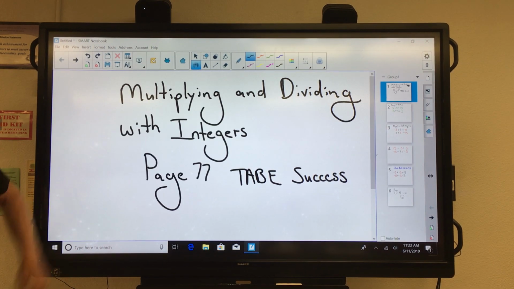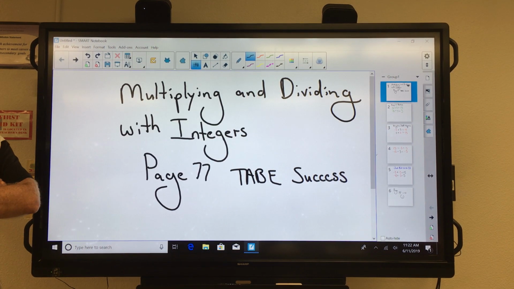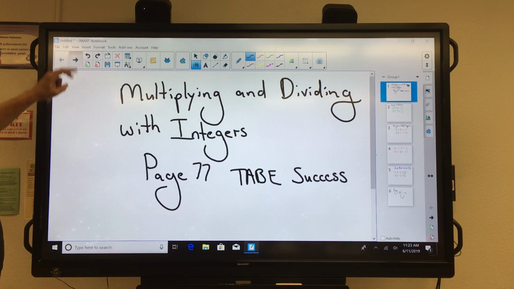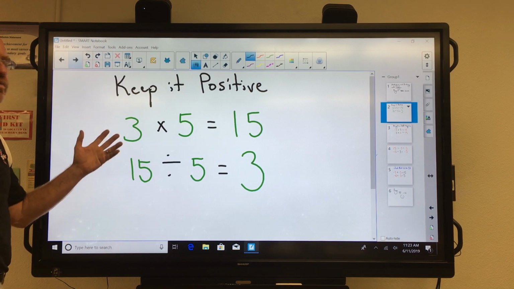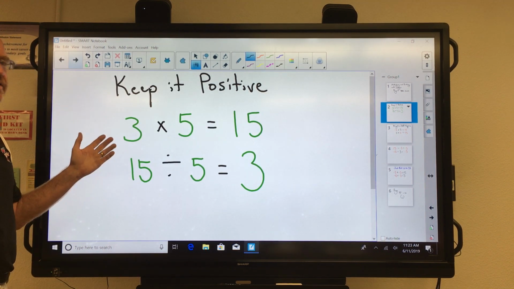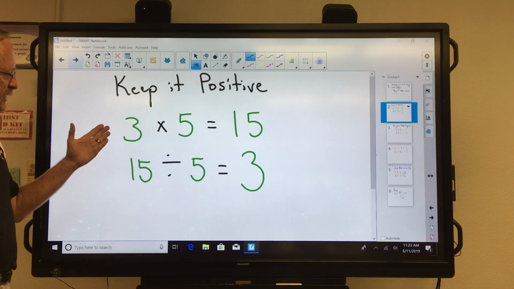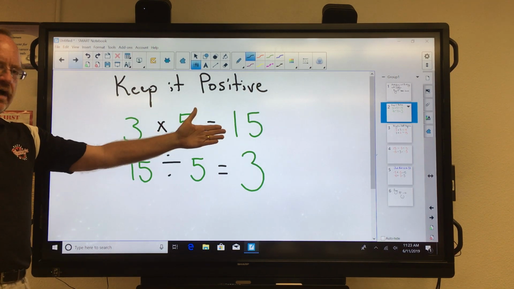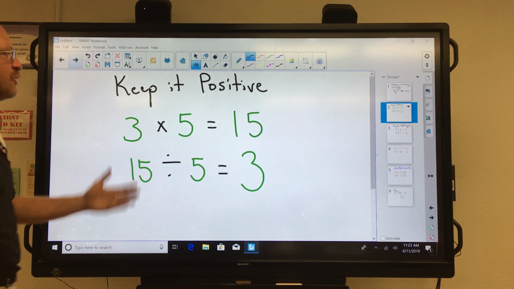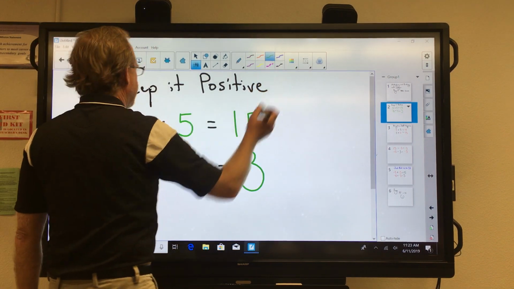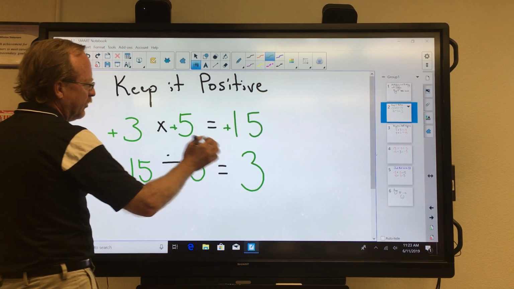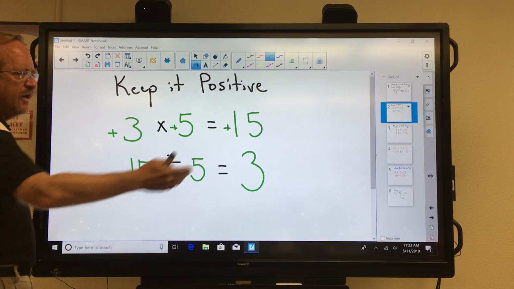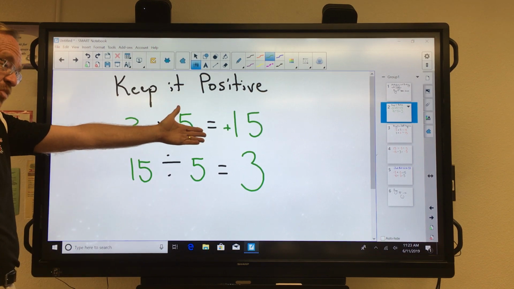All right, so today we're multiplying and dividing with integers, and we're on page 77 of your TABE Success book. So here's the deal. You've been doing this probably your whole life. Positive numbers. If you multiply a positive number times a positive number, the outcome is positive. We just don't usually mark it. Most of the time when we write 3, we don't put positive 3, but it is. And we don't put positive at the end when we have the answer, but 15 is positive.